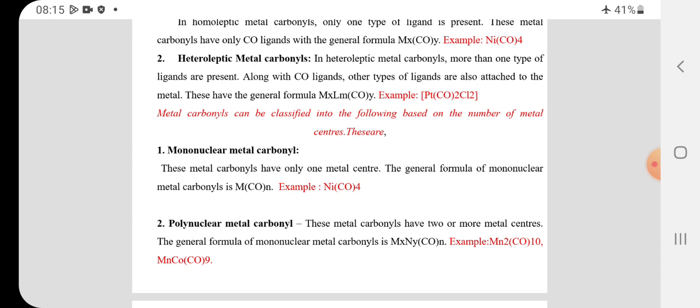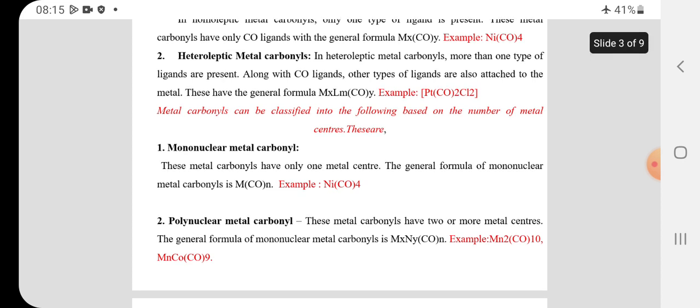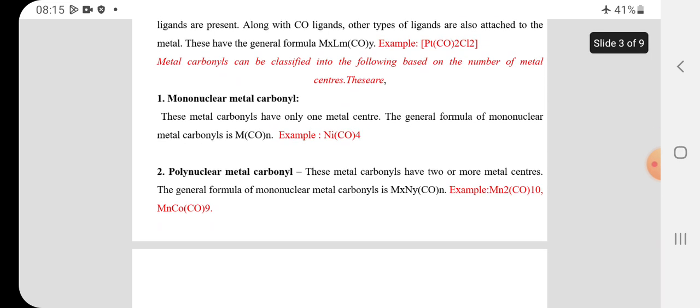Metal carbonyls can also be classified based on the number of metal centers. These are mononuclear metal carbonyls and polynuclear metal carbonyls. The polynuclear metal carbonyls include binuclear, trinuclear, tetranuclear, pentanuclear or hexanuclear metal carbonyls. Mononuclear metal carbonyls have only one metal center. The general formula is M(CO)n. For example, tetracarbonyl nickel complex.